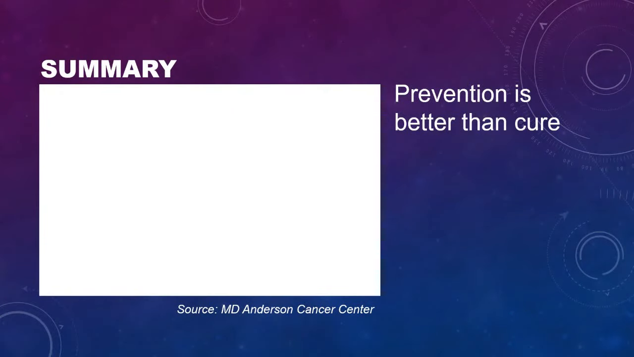Summary for 6.4.1. Prevention is better than cure. Up to half of cancer cases could be prevented through healthy lifestyle choices. Let us learn more from this video.